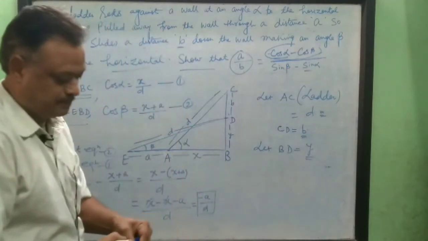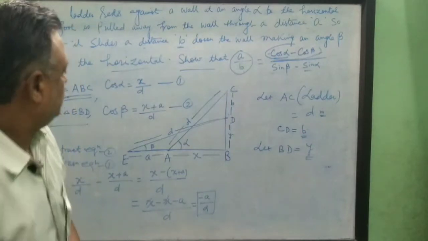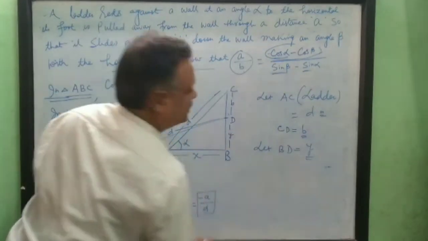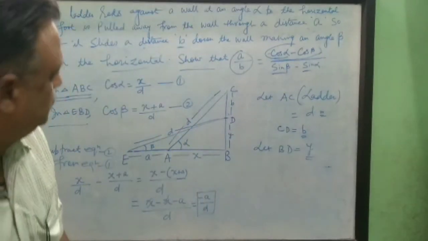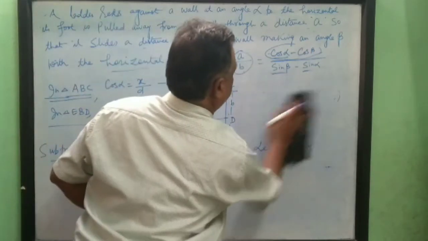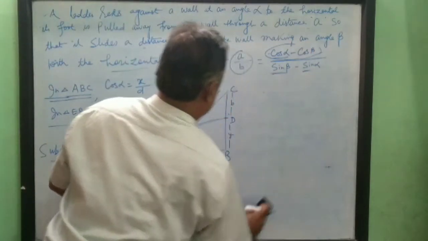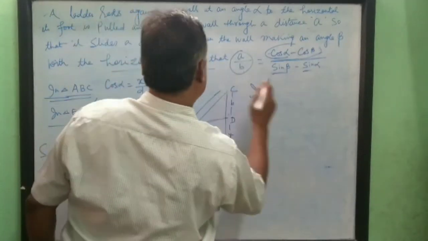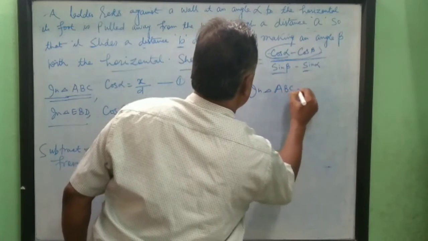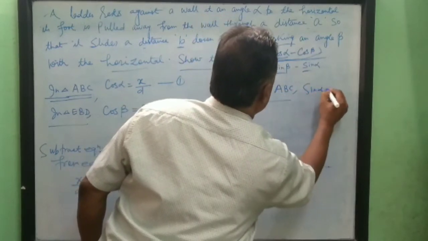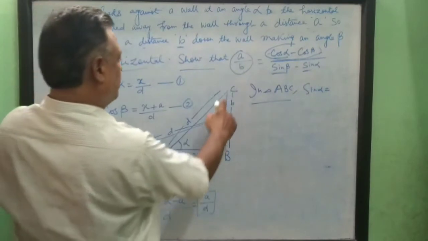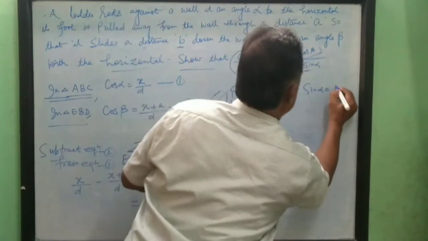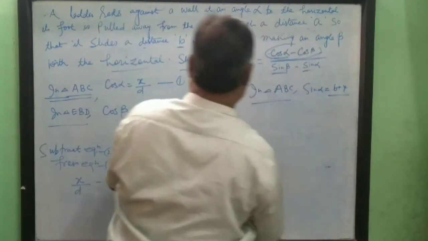Next part, take ratio sine alpha and sine beta. Again, in triangle ABC, sine alpha P by H, perpendicular by hypotenuse. So P is b plus y and hypotenuse is d.